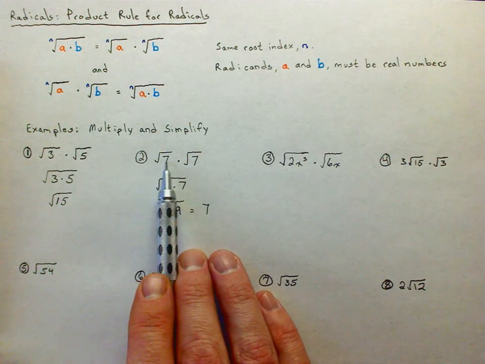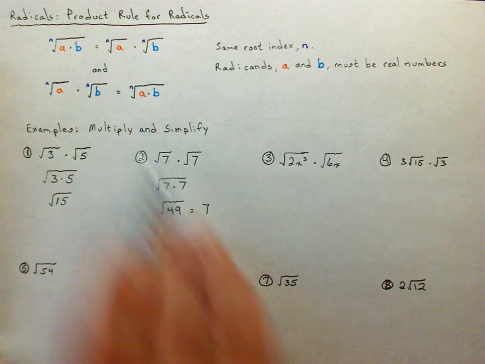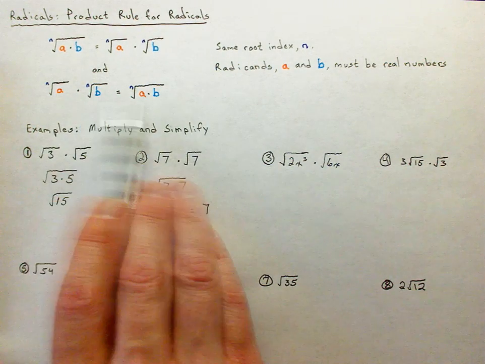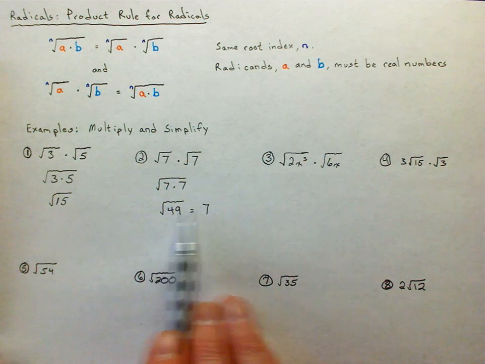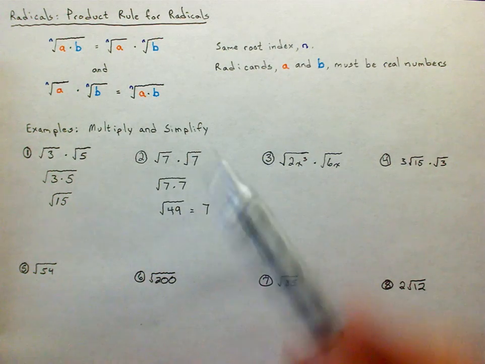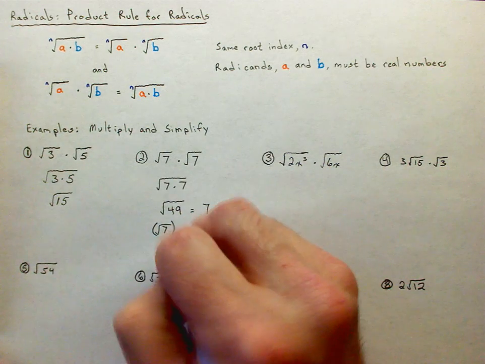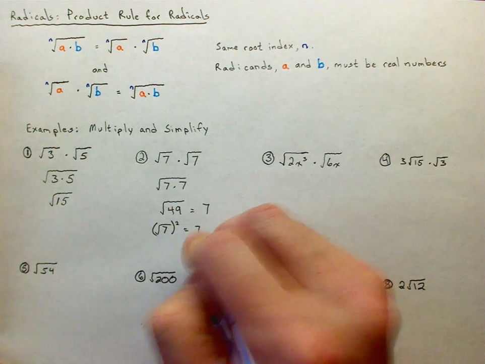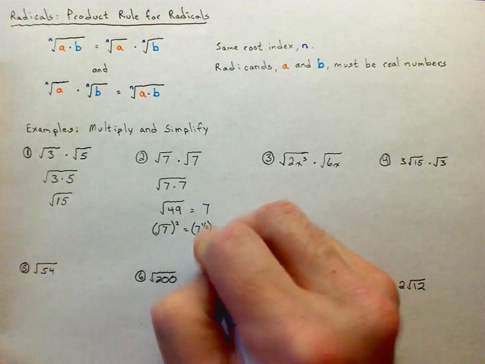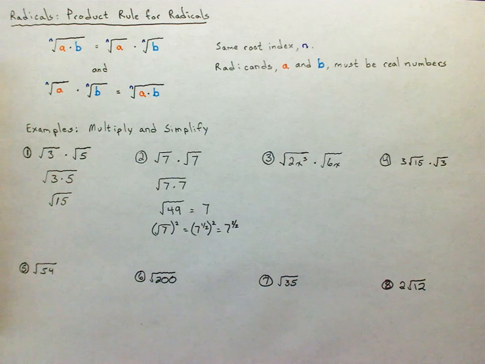Here I have the square root of 7 times the square root of 7, which I combine using my product rule for radicals. See? 7 times 7 is 49. The square root of 49 equals 7. Another way to view this is simply the square root of 7 squared, which is the same as saying 7 to the 1/2 power squared, which equals 7 to the 2 over 2, which is 1, which equals 7.